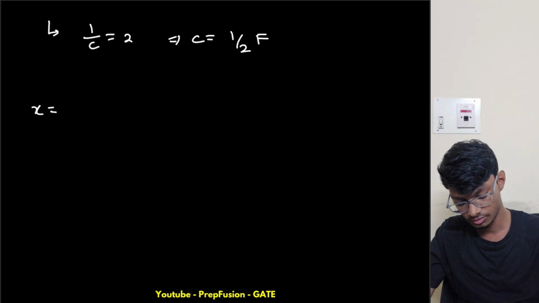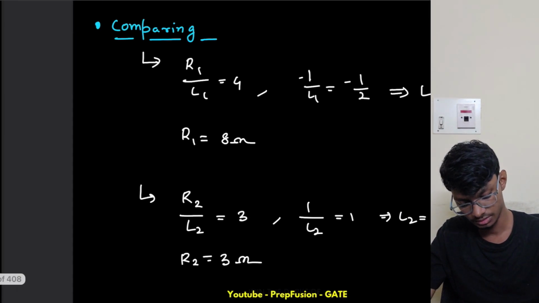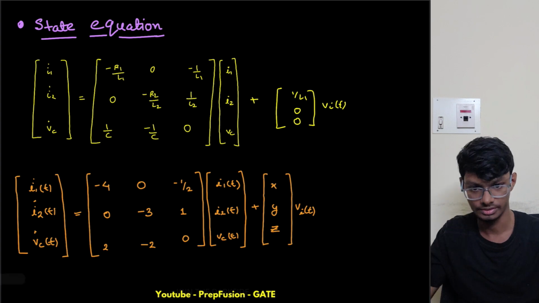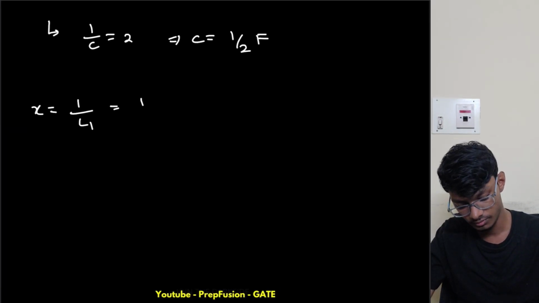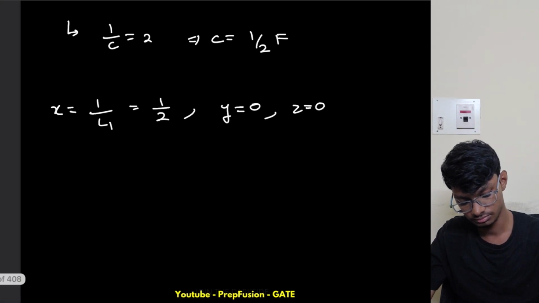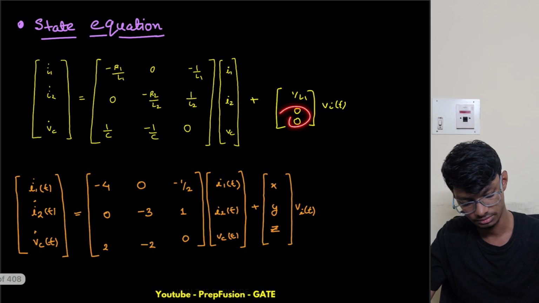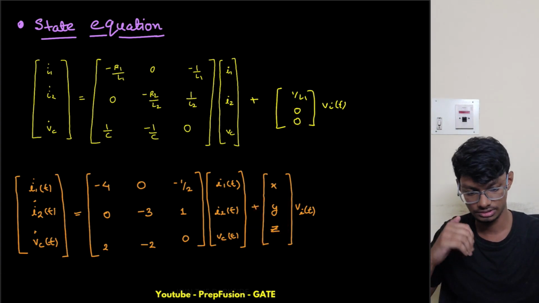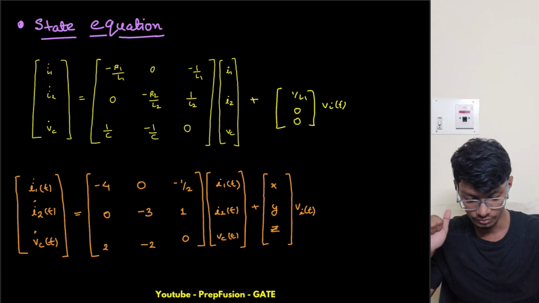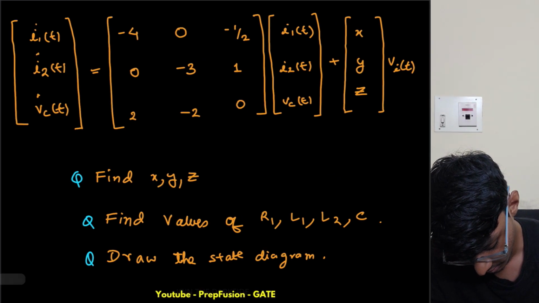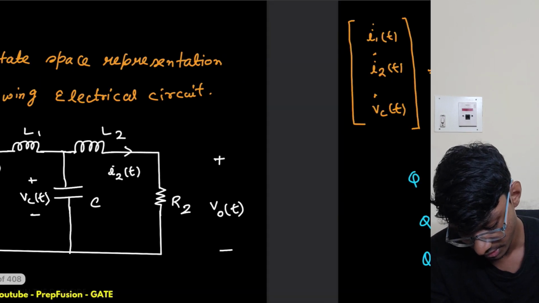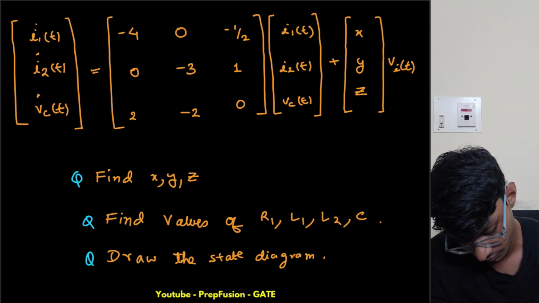So x equals 1 by L1, basically it was 1 by L1, right? Yeah, 1 by L1 equals x. So what is L1? L1 equals 2 only, right? So this will be 1 by 2. Now what is y? Y will be 0 only, and z will be 0 only, as from directly comparing. So yeah, 0 0. So this is basically the solution of the question for the first part. So yeah, let me write it for the first part. Okay, this is on 24, right?